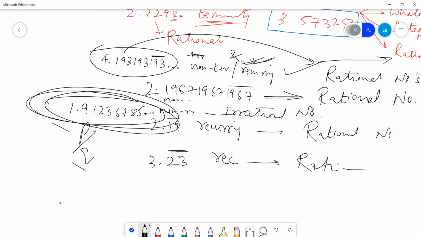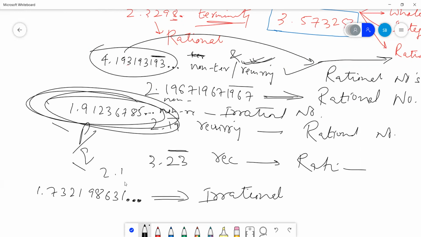Just one example. What about 1.732198631 and there are three dots. Three dots means it's continuous. The numbers are random, continuously moving. So which type of decimal is this? It's non-recurring. So if it is non-recurring, is it rational or irrational? Irrational. Irrational, correct.